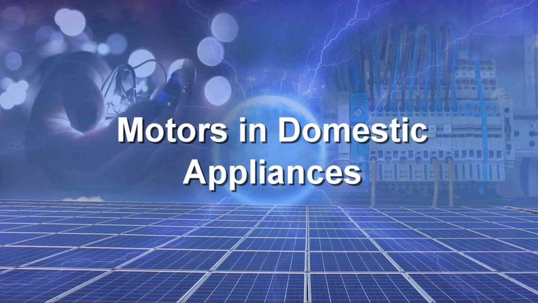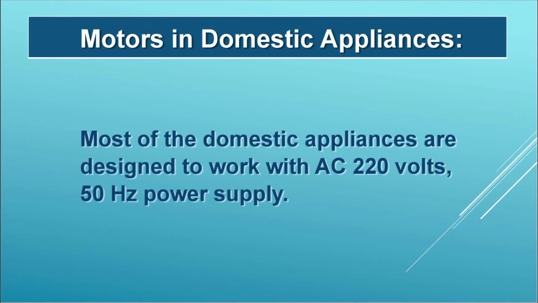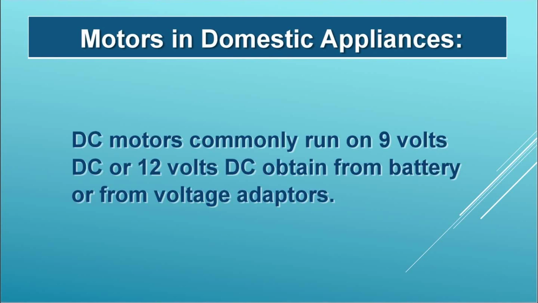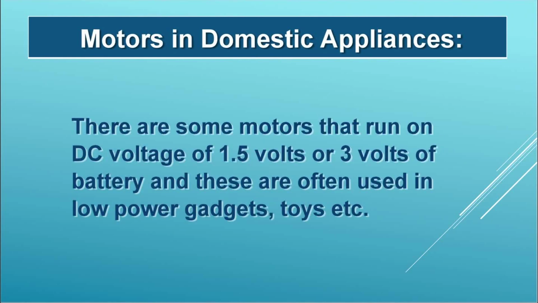Now let us discuss the motors in domestic appliances. Most of the domestic appliances are designed to work with an AC 220 volts, 50 hertz power supply. So single phase AC motors are very common in domestic appliances. Low power appliances that operate on DC supply have DC motors that commonly run on 9 volt DC or 12 volt DC obtained from a battery or common voltage adapters. There are some motors that run on DC voltage of 1.5 volts or 3 volts from a battery, and these are often used in low power gadgets, toys, etc.